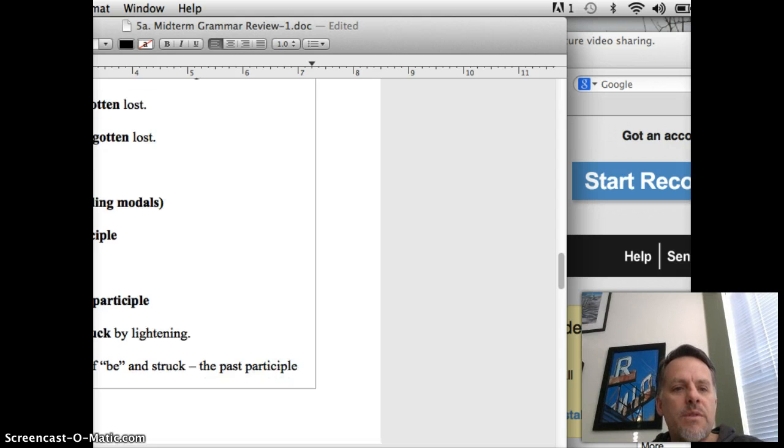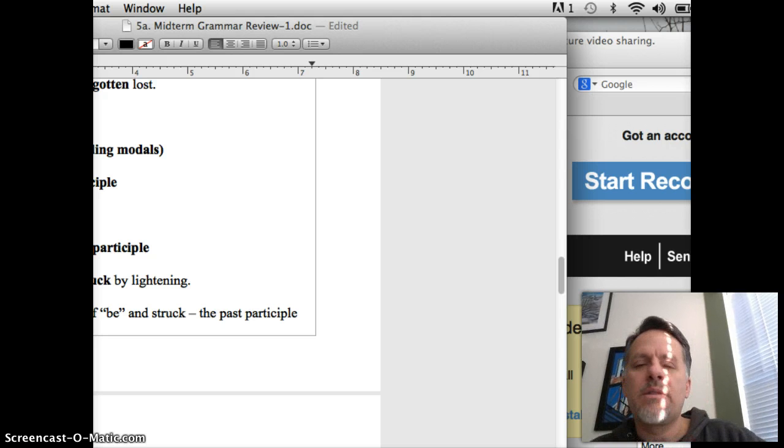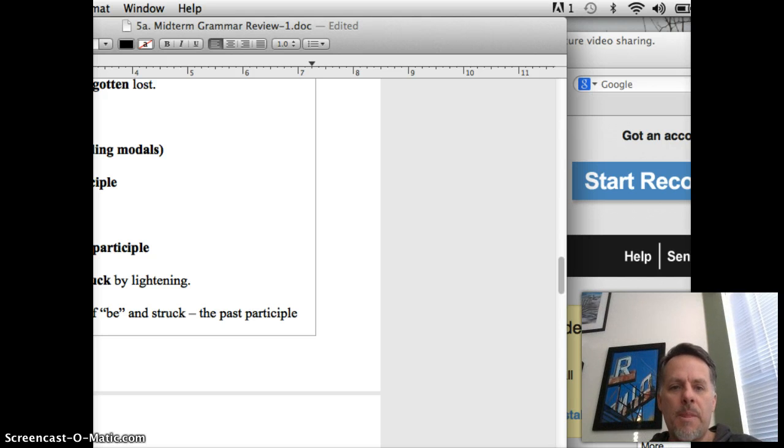So the passives, we've done quite a lot of passives, but here we are again. We always have a form of be plus the past participle. And if we're doing modals with passives, it's modal plus be plus the past participle. Remember that for all passives, you could have an active version of the sentence, but you're changing the subject and the object. They're sort of switching places.